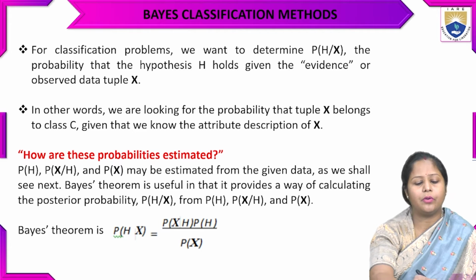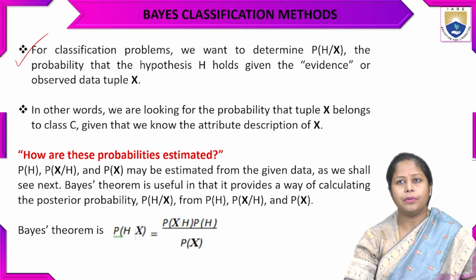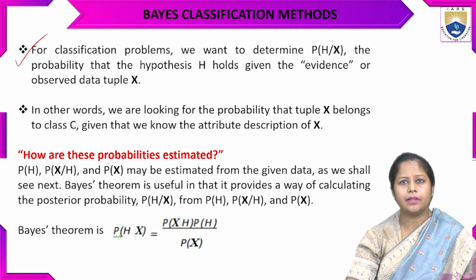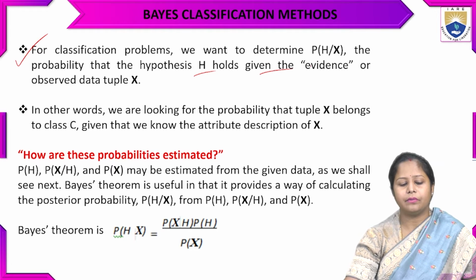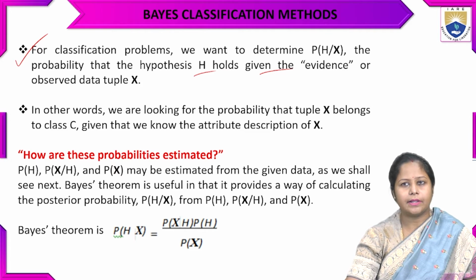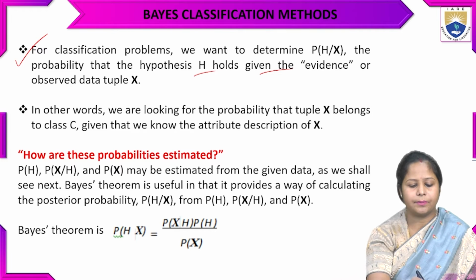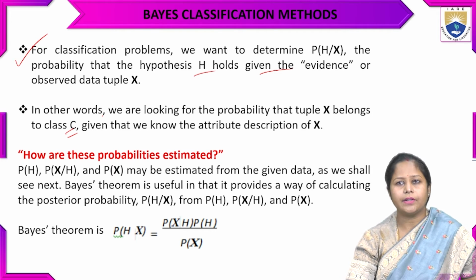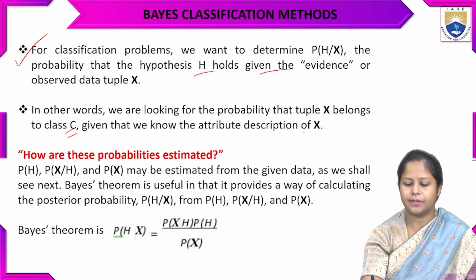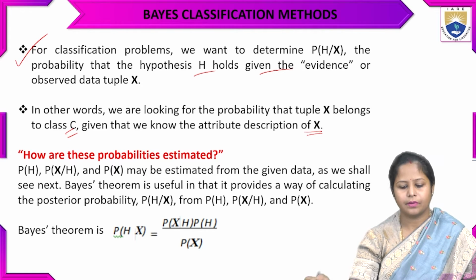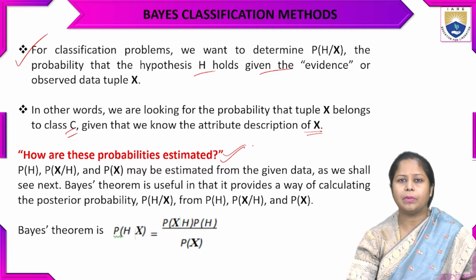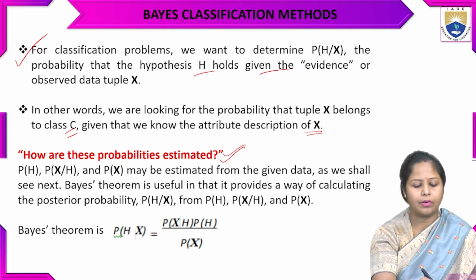For classification problems, we want to determine P(H|X), the probability that the hypothesis H holds given the evidence, the observed data tuple X. In other words, we are looking for the probability that tuple X belongs to class C, given that we know the attribute description of X. Understood? Now, how are these probabilities estimated?